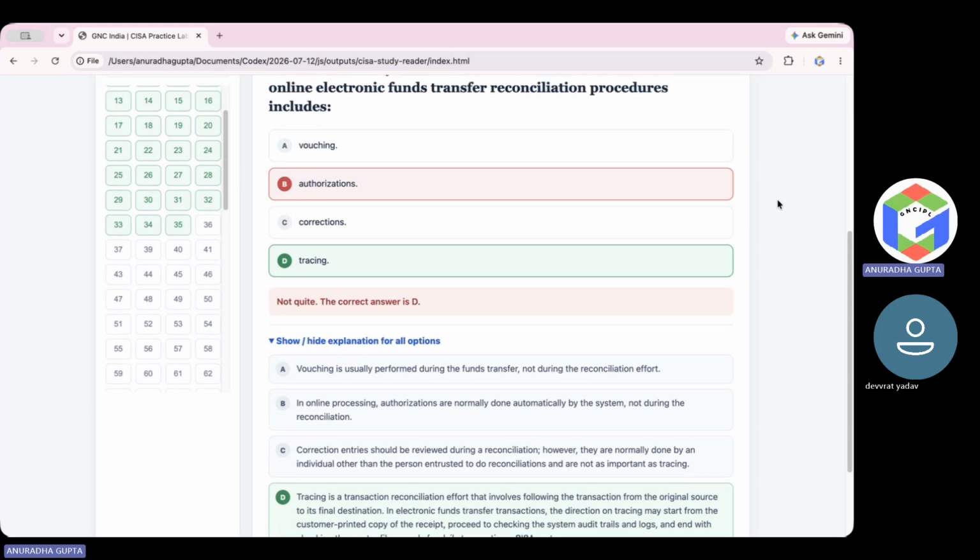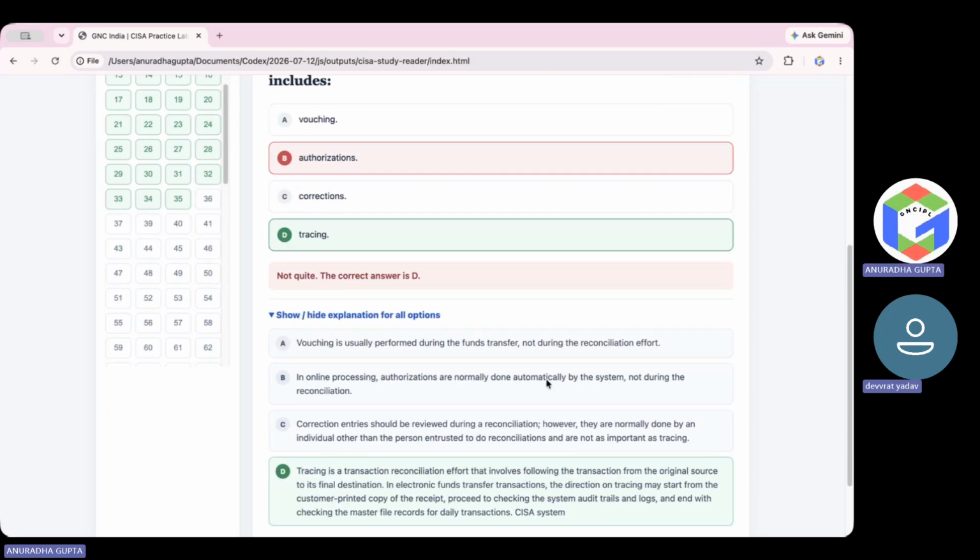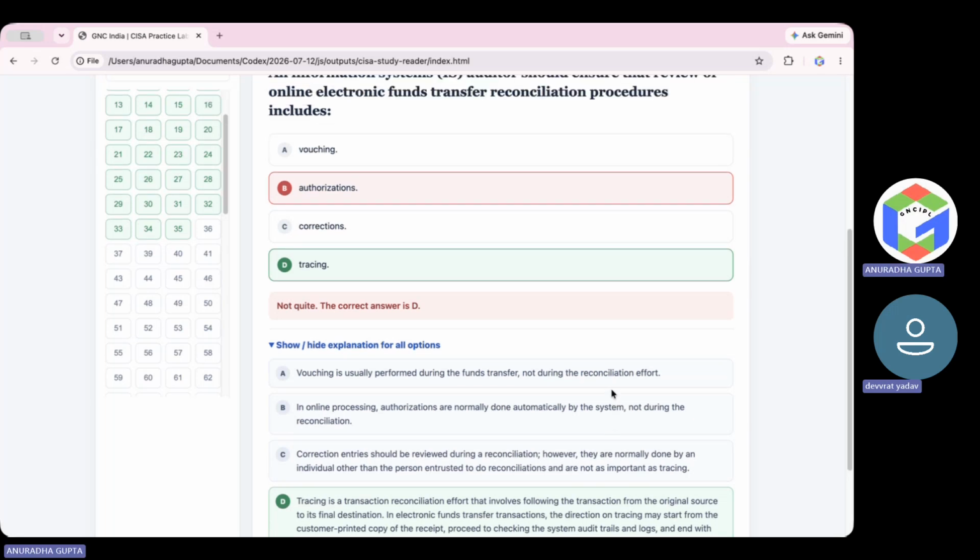Vouching is usually performed during the fund transfer and not during the reconciliation effort. During the fund transfer, vouching is basically performed. Authorization is an online process. In online processing, authorizations are normally done automatically by the system and not during the reconciliation. So authorization is basically an automatic process in online processing. Got it.